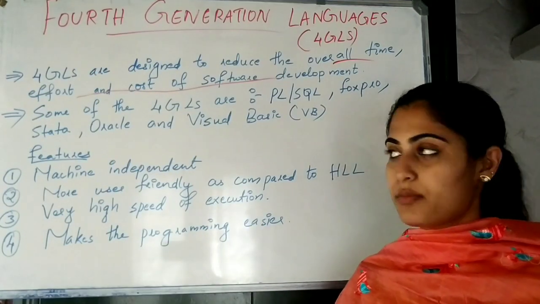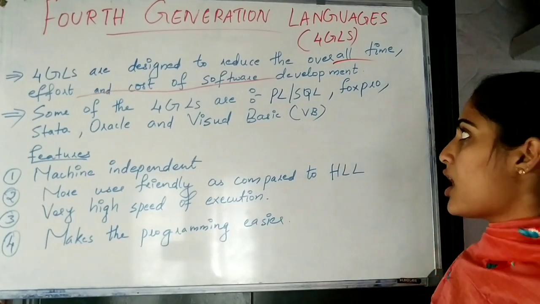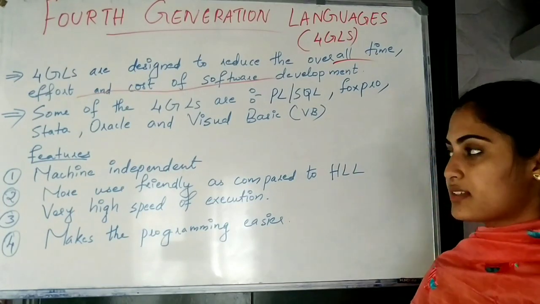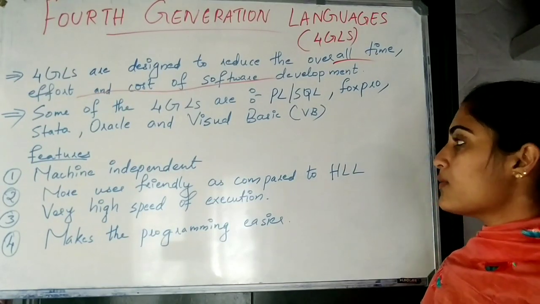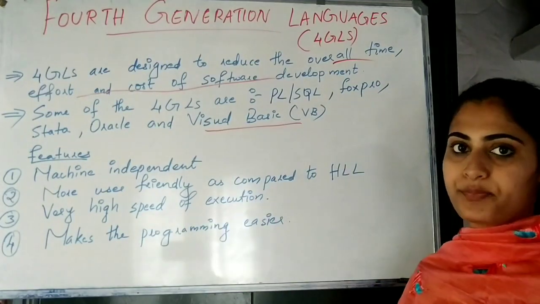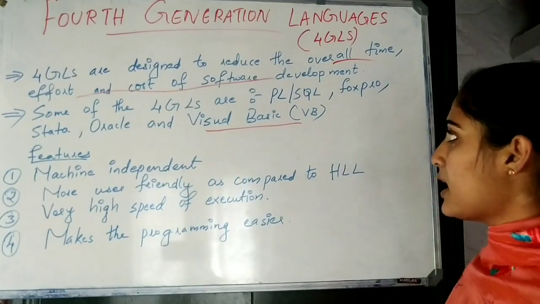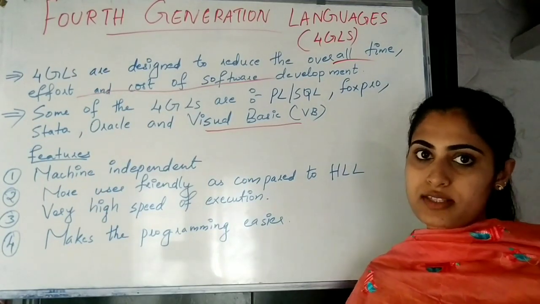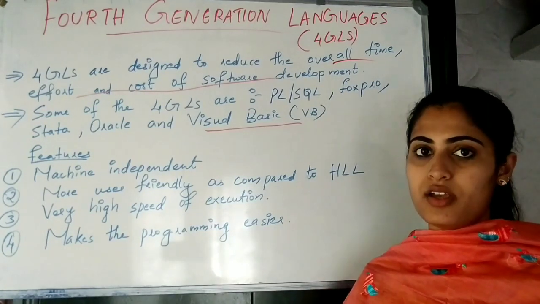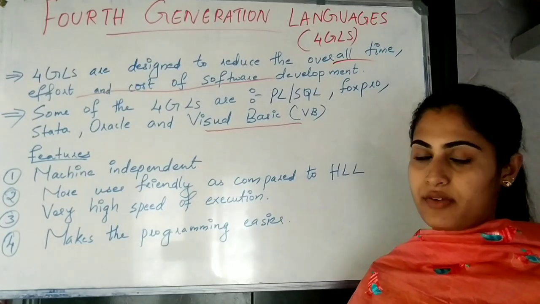Okay. Second point is some of the fourth generation languages are PL/SQL, FoxPro, Stata, Oracle and VB. Full form of VB is Visual Basic. Okay. Some of the fourth generation languages are PL/SQL, FoxPro, Stata, Oracle and Visual Basic. Okay. And now let us look at the features of fourth generation languages.